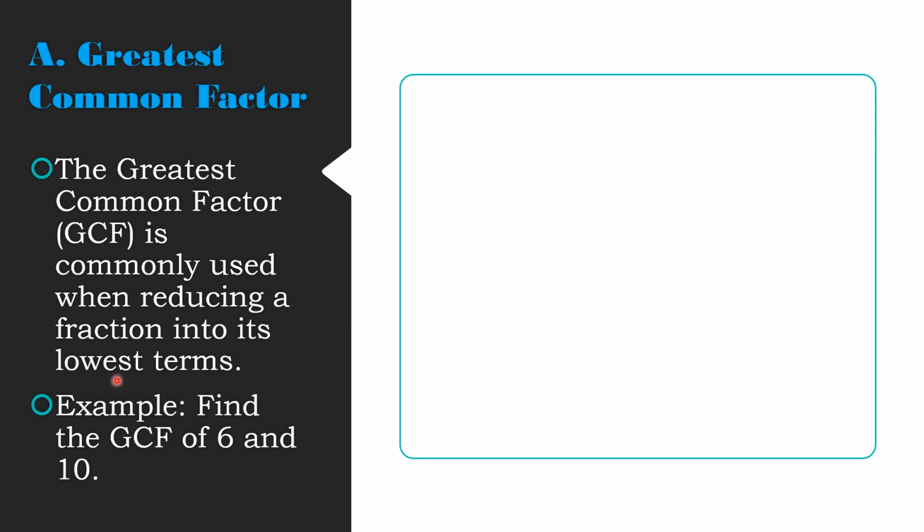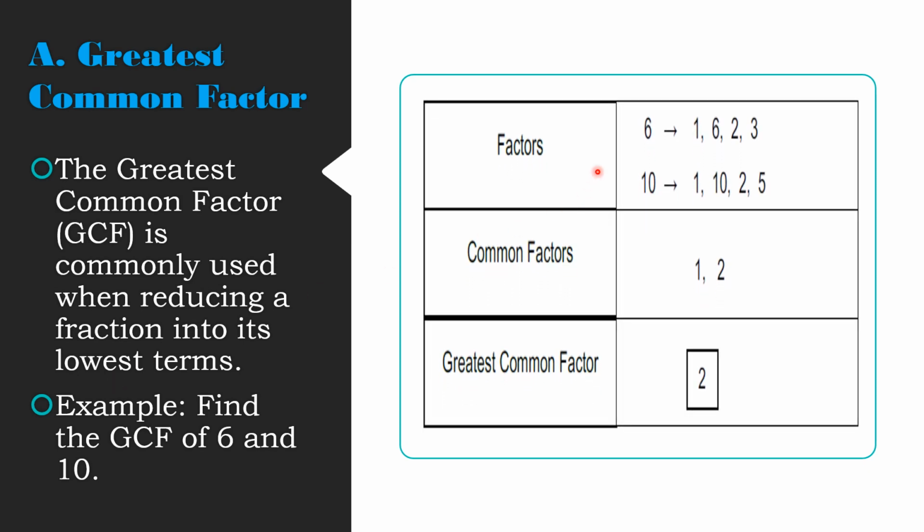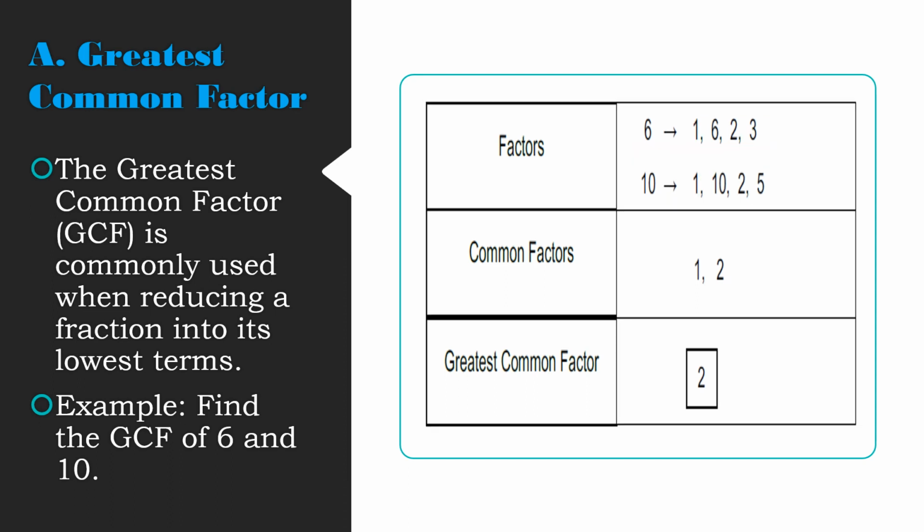Example, find the GCF of 6 and 10. List the factors of 6 and 10. The factors of 6 are 1, 6, 2, and 3. The factors of 10 are 1, 10, 2, and 5. The common factors of 6 and 10 are 1 and 2. So the greatest common factor of 6 and 10 is 2.